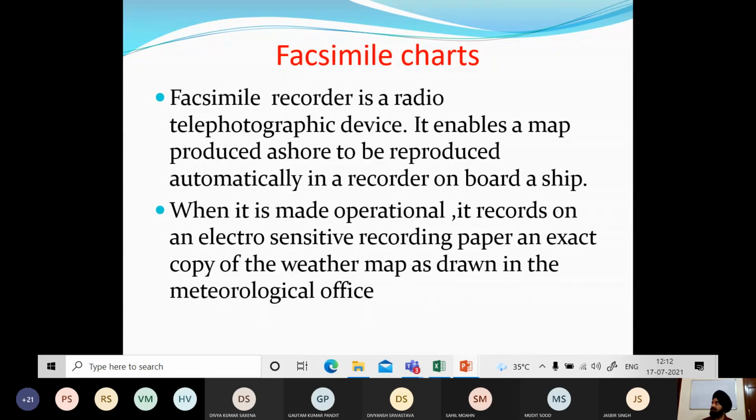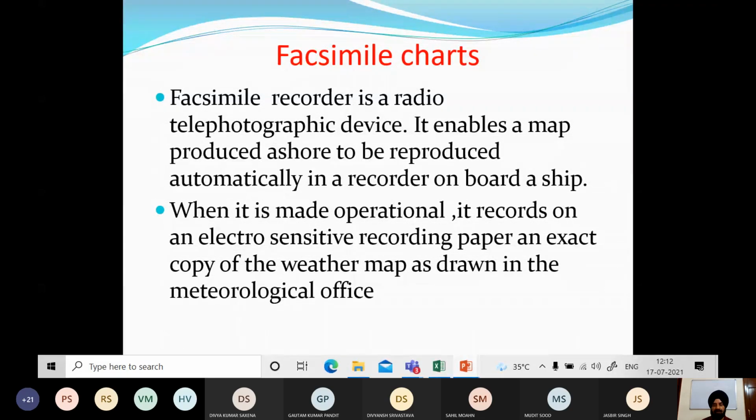Now comes Facsimile charts. So I will not go into detail. Facsimile recorder is a radio telegraphic device. It enables a map produced ashore to be reproduced automatically in a recorder on board the ship. So I don't know if you have used it or not, but sometimes it's a very good thing. The details are given in the ALRS: frequencies, times, stations. So you tune it to that station, and you get a very good weather map showing all the pressure systems.